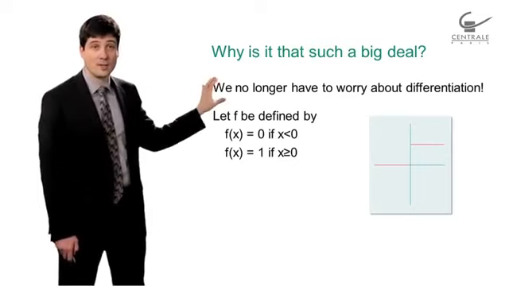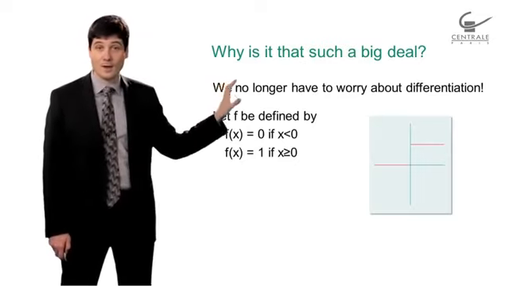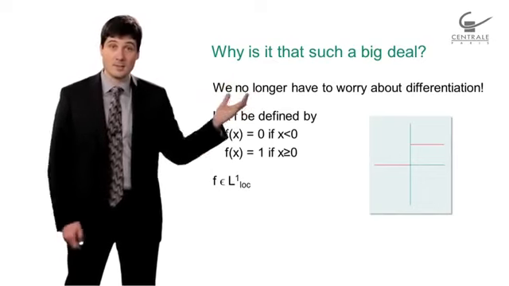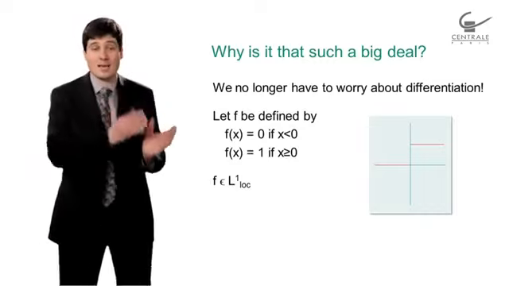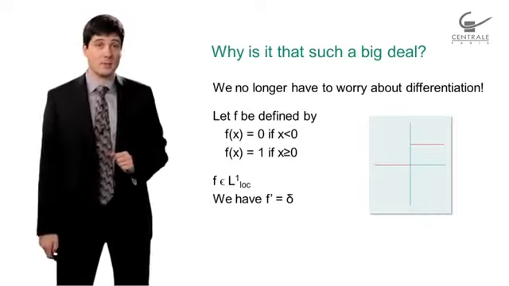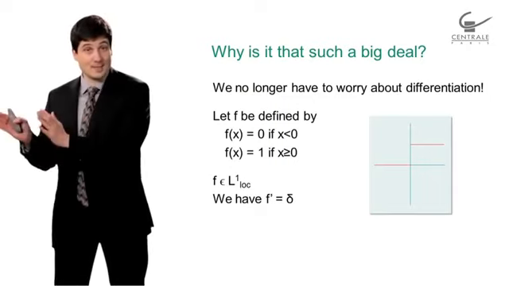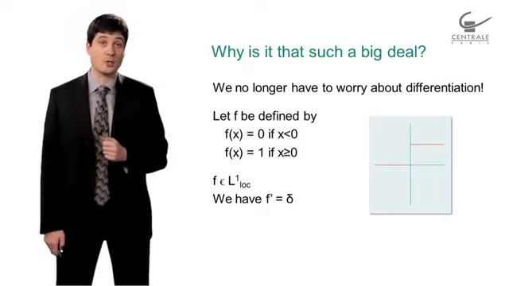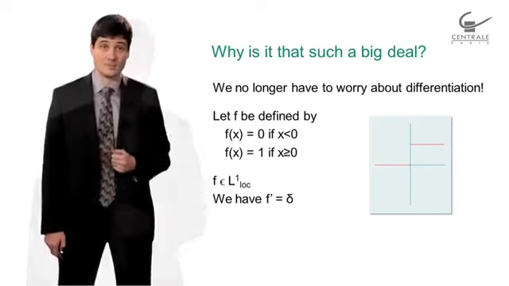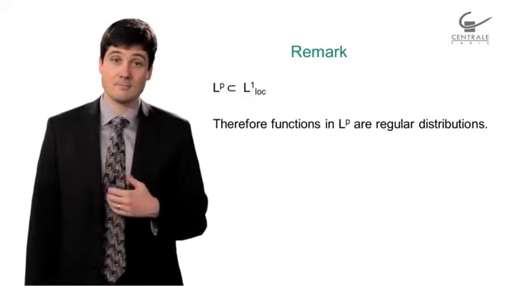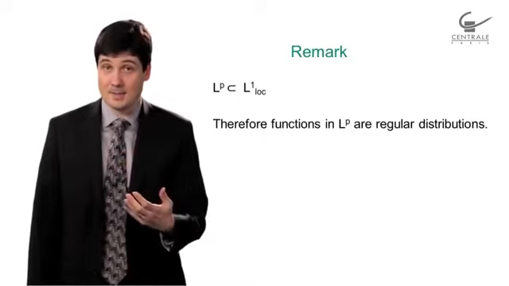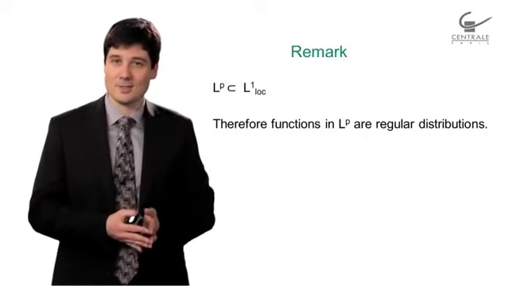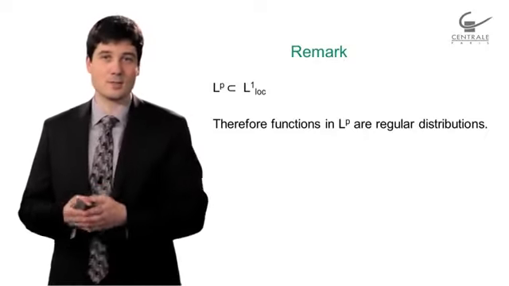This function f is in L1 loc. So because f is in L1 loc, it can be associated to a distribution. And the distribution, you can differentiate it, and you can see that the derivative of the distribution is the delta function we talked about earlier, and you can verify this. Now, as a remark, L^p is included in L1 loc. So L^p functions are regular distributions.